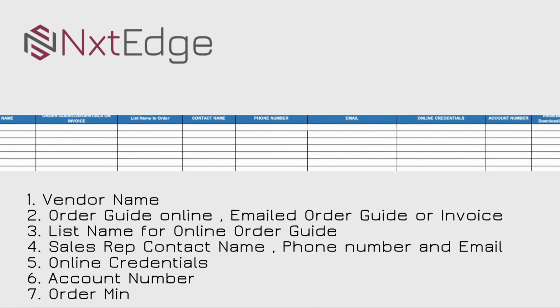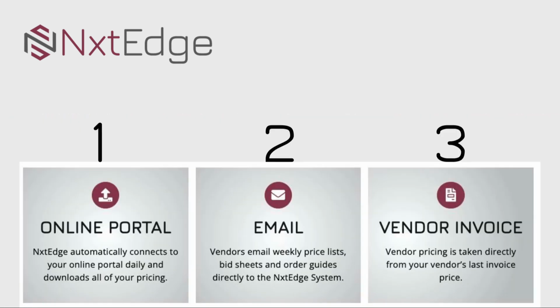There are 3 types of vendors. Vendors with online portals with downloadable order guides, vendors with order guides or price list that can be emailed, and vendors that don't have either of the above 2 and we will be pulling their products off of their invoices. Vendors with online portals with downloadable order guides will be downloaded either daily or weekly based on the vendor. Keep in mind that these vendors don't allow their entire catalog to be downloaded. The products you want to see in NxtEdge need to be on the list. Get with your sales rep to go over how to consolidate and edit the lists.